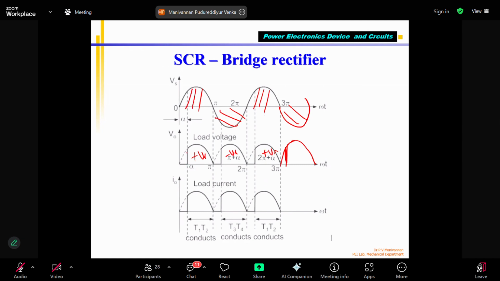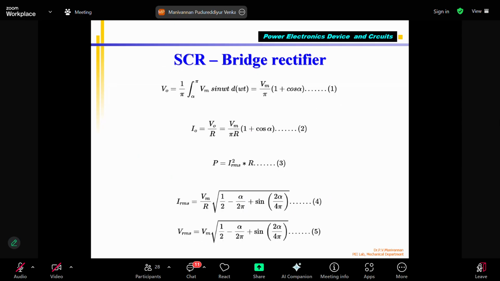By giving this, you are able to control the rectification angle. So the amount of VDC, V naught is nothing but VDC. VDC can be controlled, so the current is also controlled. So I'll be able to use both half cycles, similar to the diode rectifier. Okay, understand? Any questions? For this bridge rectifier, the output voltage V naught is nothing but VDC. Take down this formula, correct?